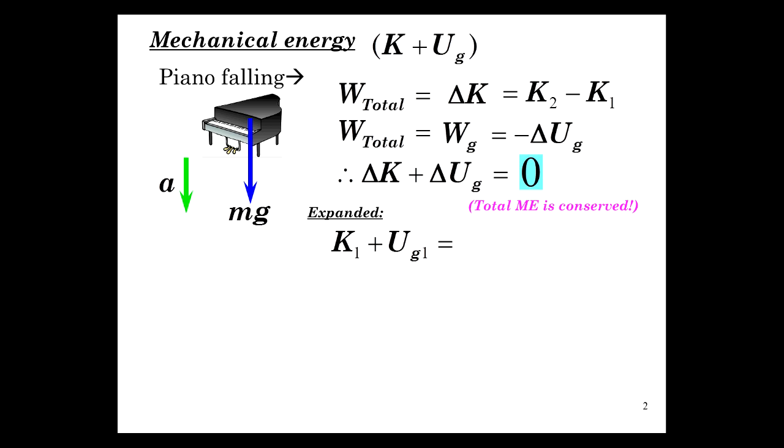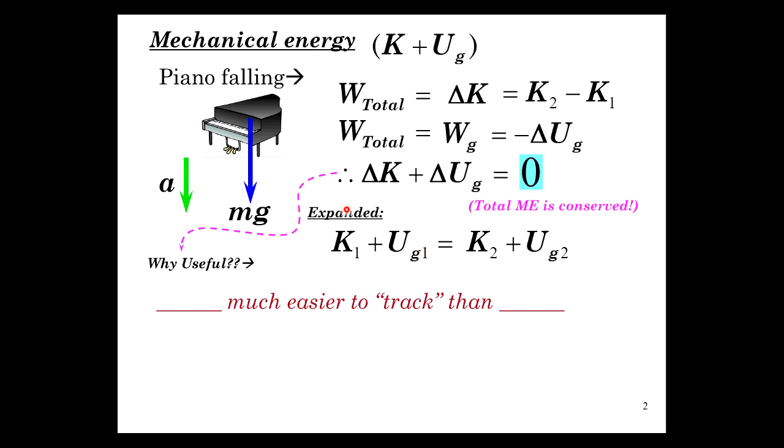And we bring the 1's over to one side and the 2's over to the other side, and we have all the kinetic energy at position 1, plus, I should say all the energy at position 1, kinetic and potential, is equal to all the energy at position 2, kinetic and potential.